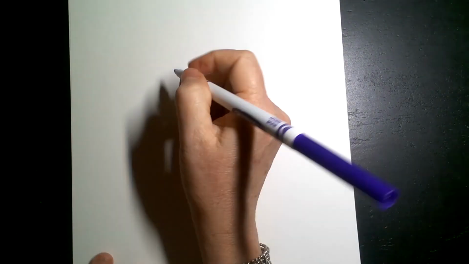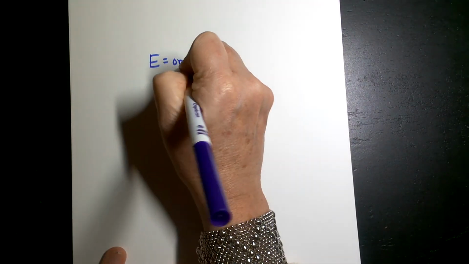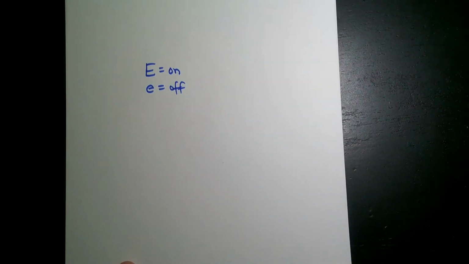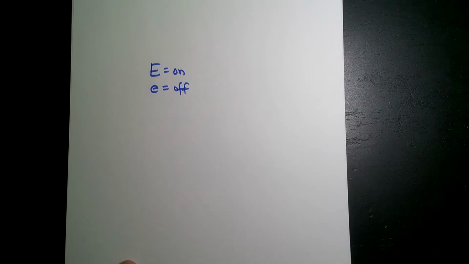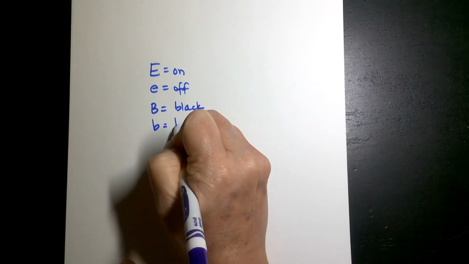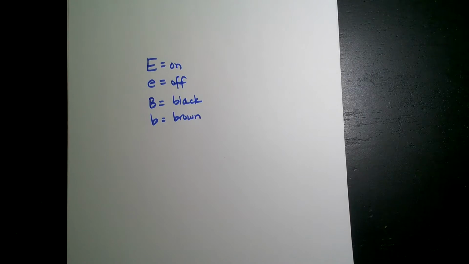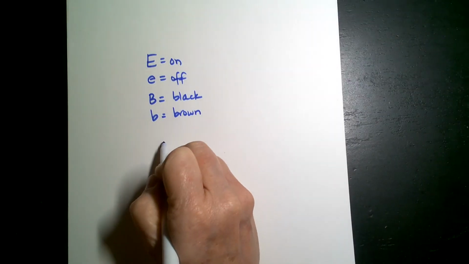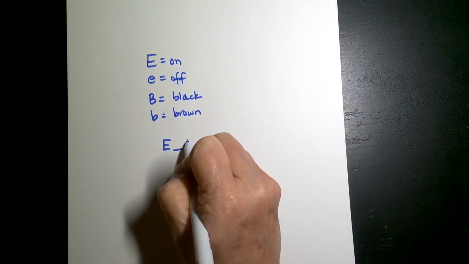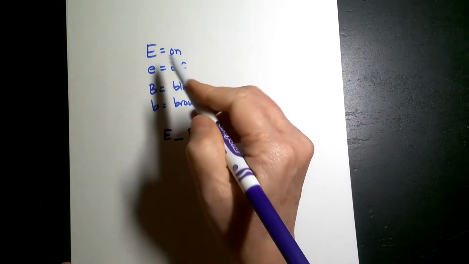So we'll use big E is on and little e is off. Okay, and that would be for making the color or not. And then big B will be black and little b will be brown. Okay, so we're going to cross two black labs. So in order to be black, they have to have at least one big E, and then they have to have at least one big B. All right, because the other letter doesn't matter.